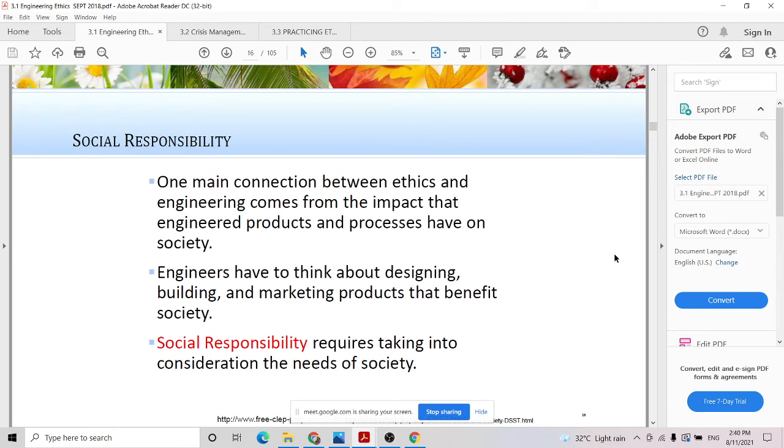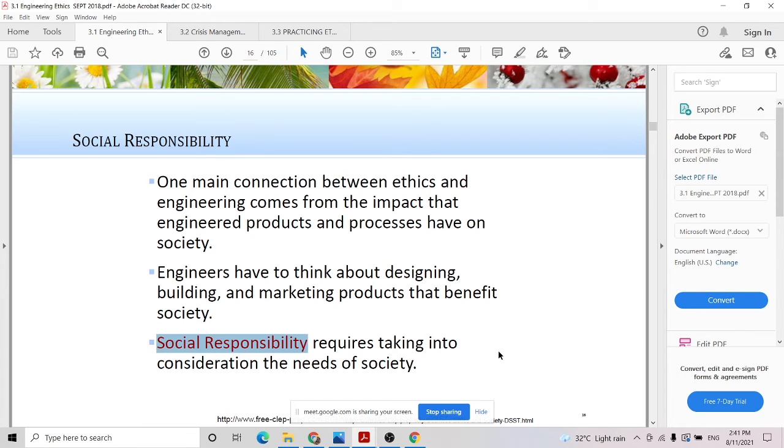So one main connection between ethics and engineering comes from the impact that engineering products and processes have on society. So engineers have to think about designing, building and marketing products that benefit society. That's why we need social responsibility. It's not only about gaining wealth or money, it's not about profit, but you must think about the consequences to society. So that is what we call social responsibility.